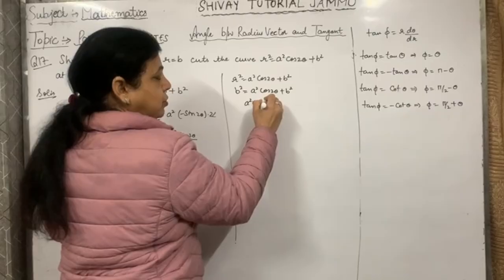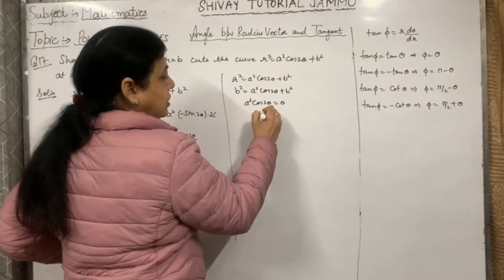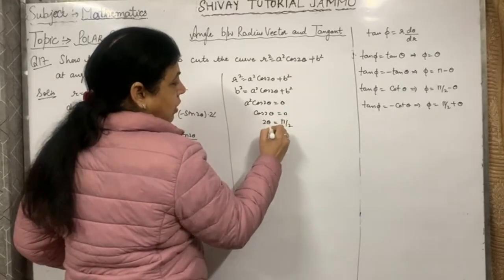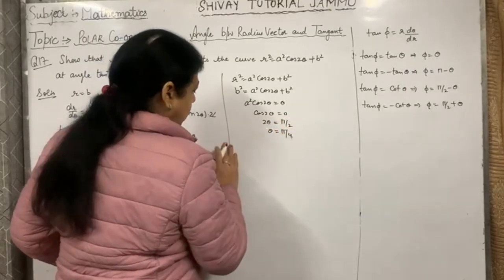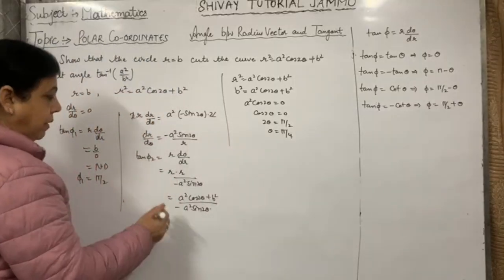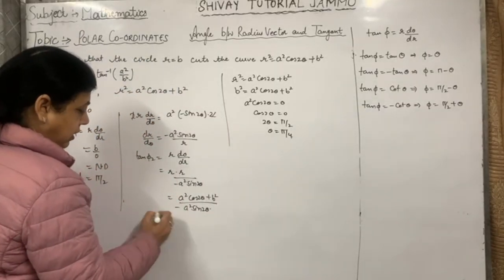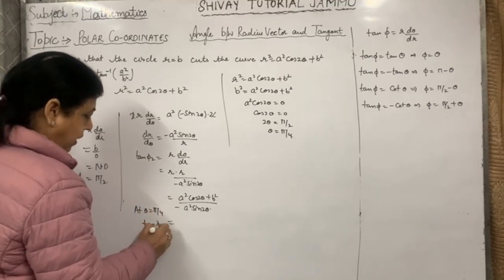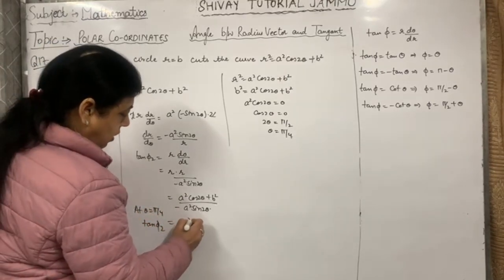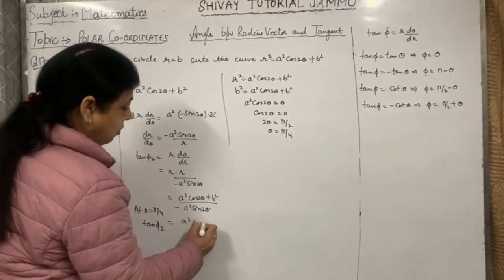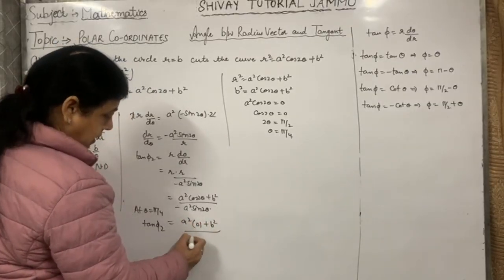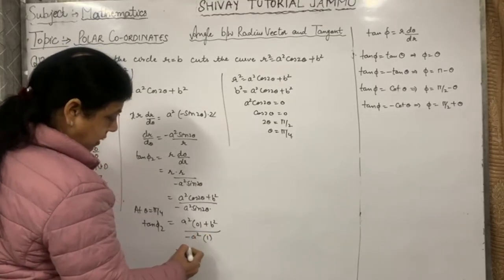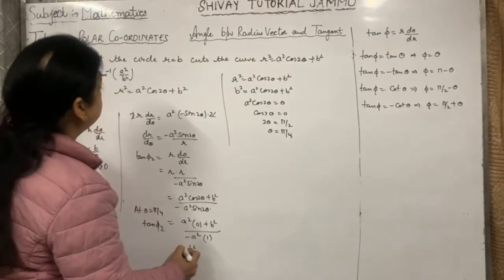A square cos 2 theta will be 0, so 2 theta will be pi by 2, theta will be pi by 4. Now I will substitute the value of theta as pi by 4 in this equation. At theta as pi by 4, tan phi 2 is, a square cos 2 theta is 0, plus b square, a square sine 2 theta, sine 90 is 1, this will become b square upon a square.